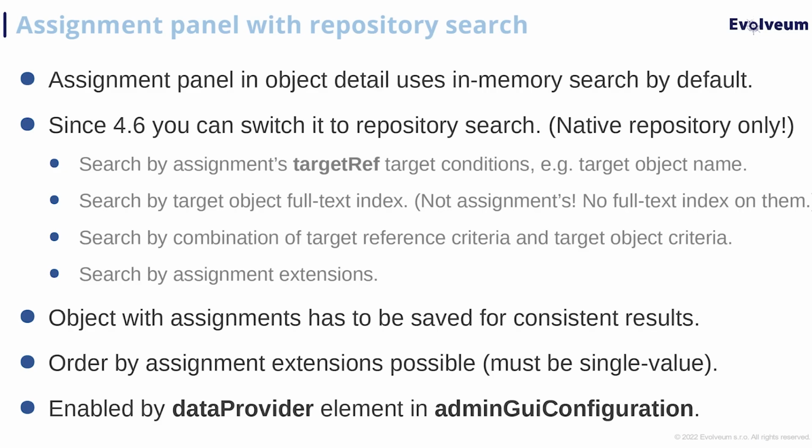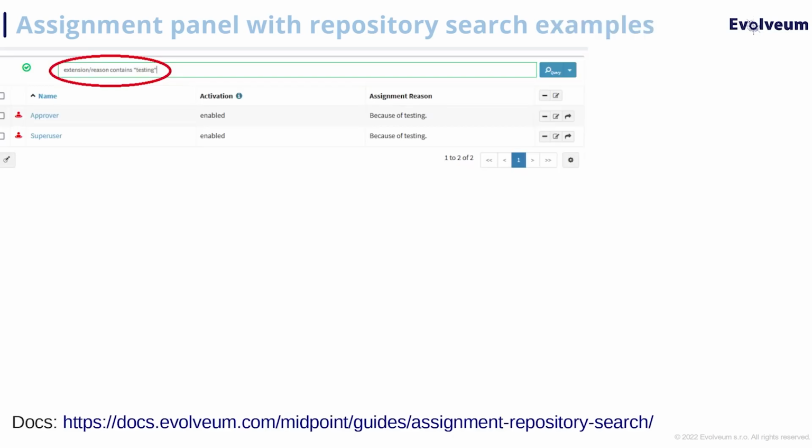Because this assignment panel is on the detail page, if you add some assignments and then you search them with the repository search, some of these are not yet saved. So to get the best results, you should always consider saving the object first. Then the search is most consistent. If you want to enable it, it's a simple admin GUI configuration change. Let's go and see some examples.